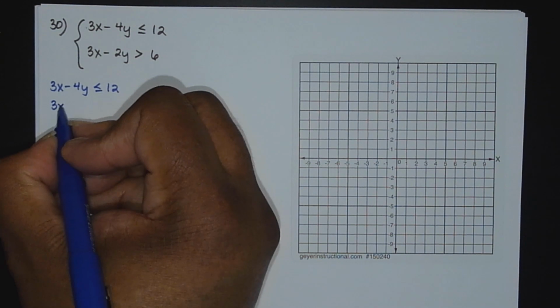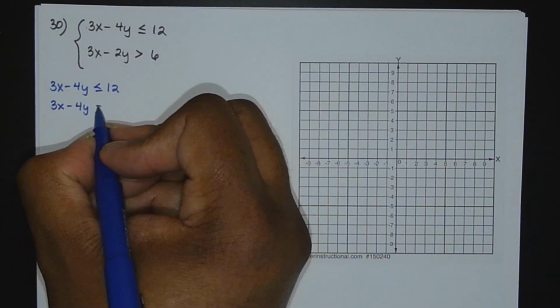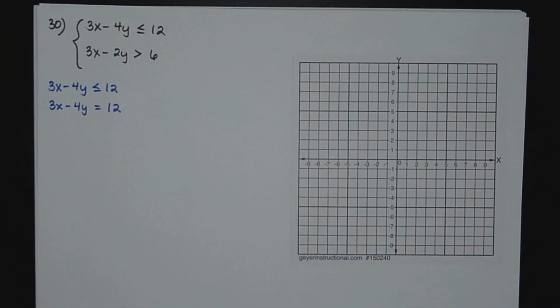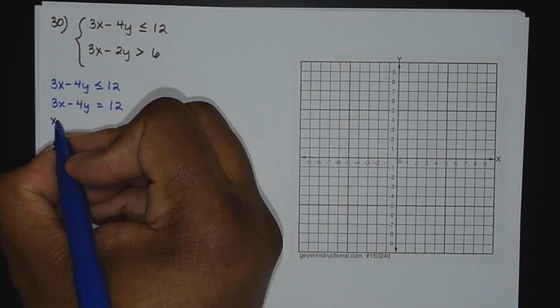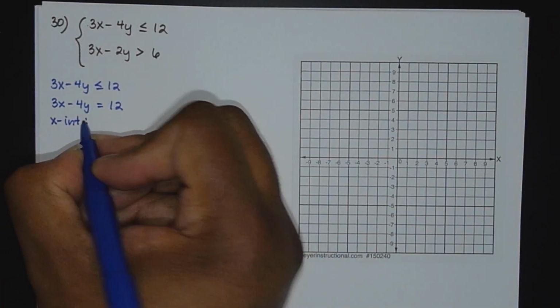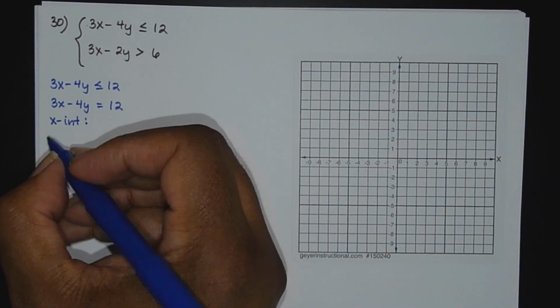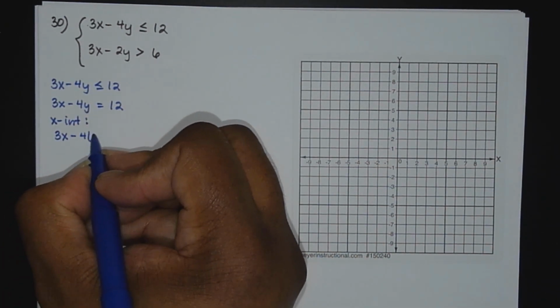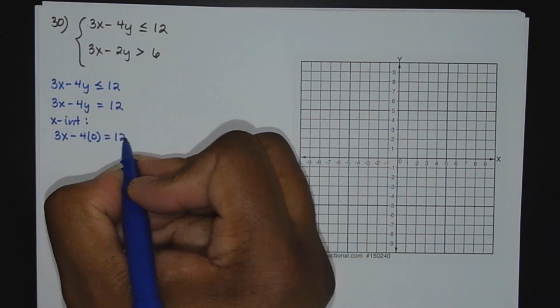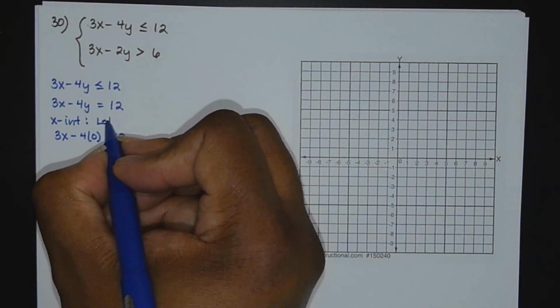And I'm going to treat this as 3x minus 4y equal to 12. And then, in this case, find my x and y intercept since the x and the y are on both sides of the equation. So for the x-intercept, you of course always let y equal 0 and solve for x. So it'll be 3x minus 4 times y is 0. That's equal to 12.